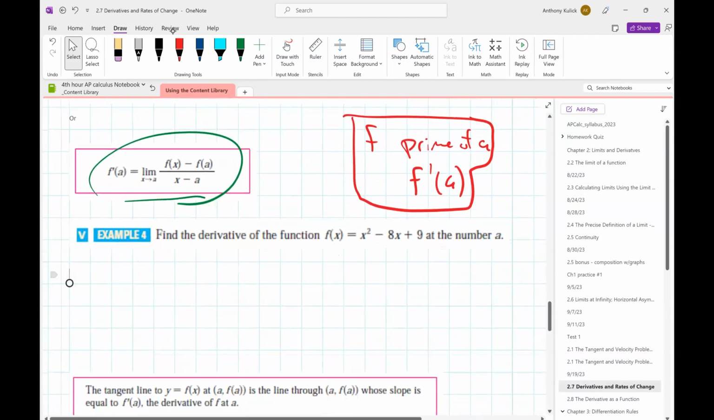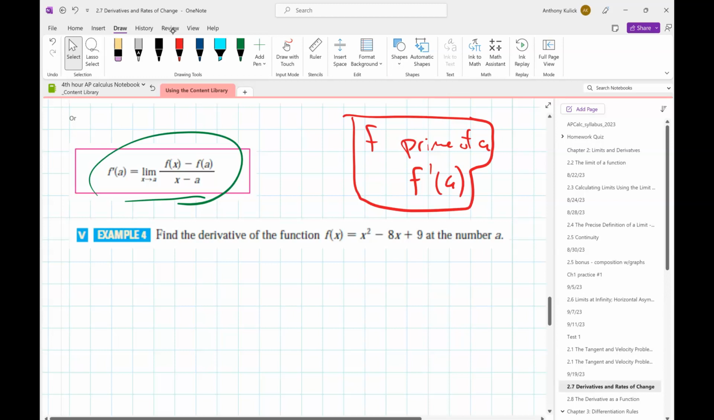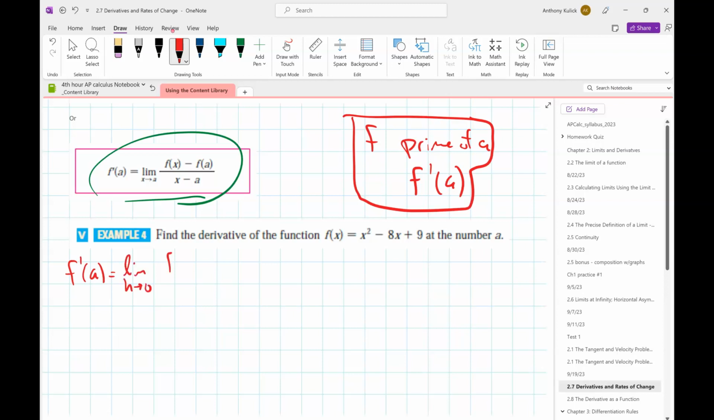So if we want to find the derivative of the function f of x equals x squared minus 8x plus 9 at the number a, we're looking for f prime of a. Well, that's just the limit as h approaches 0 of f of a plus h minus f of a over h.